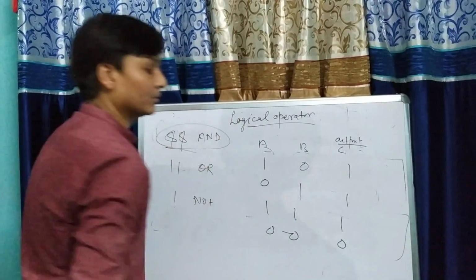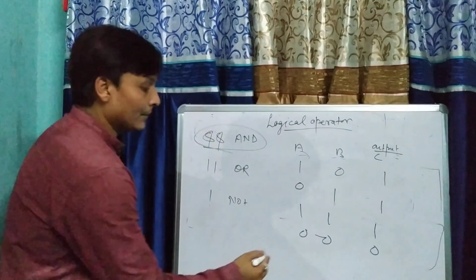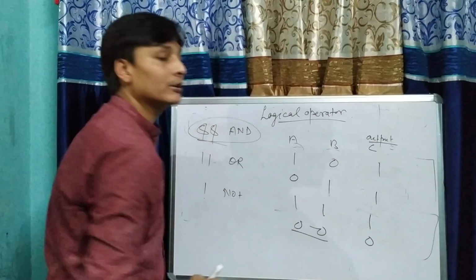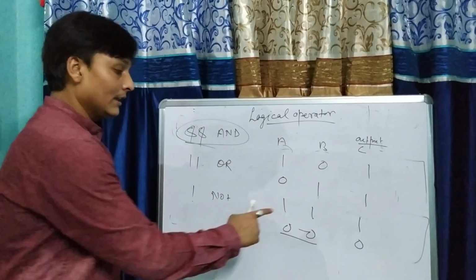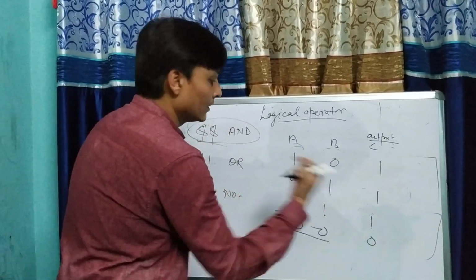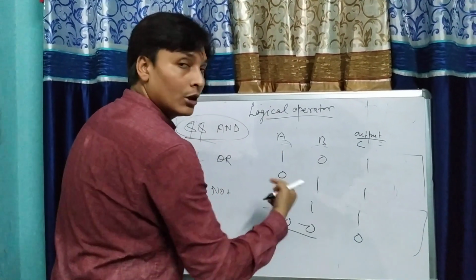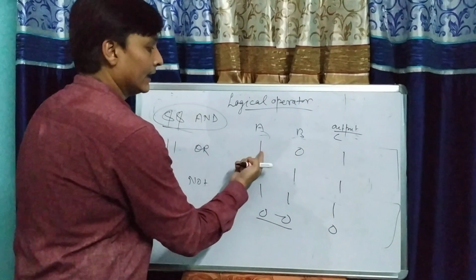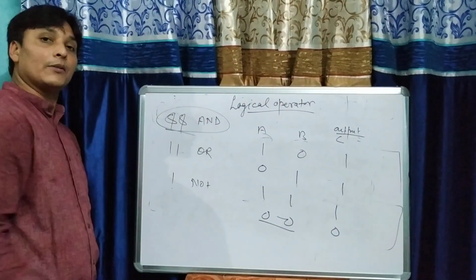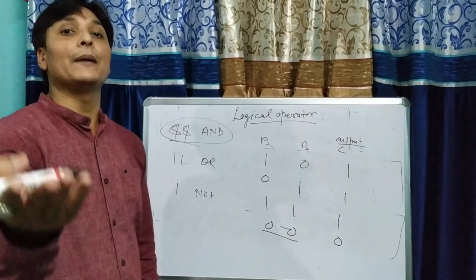It will come 0 when both inputs are false, meaning both inputs are 0. That's why our output is 0. But in the above cases, where both inputs are 1, 1, of course the output will be 1. Here B is 1, the output will be 1. And here A is 1, the output will be 1. While in the last case, NOT, it is a complemented order.